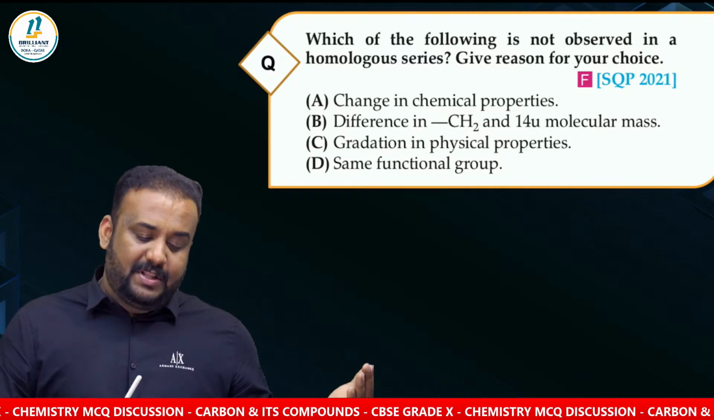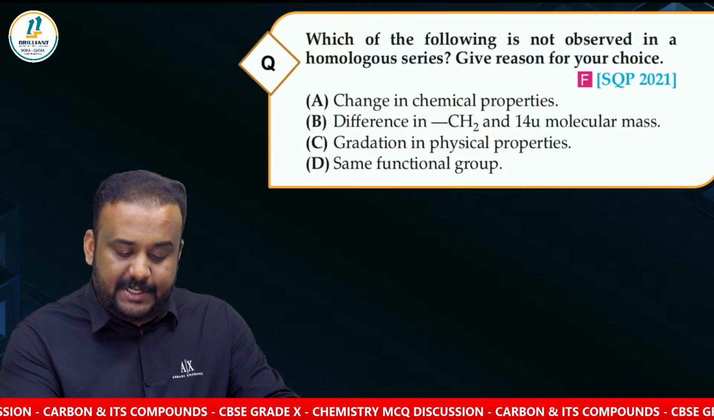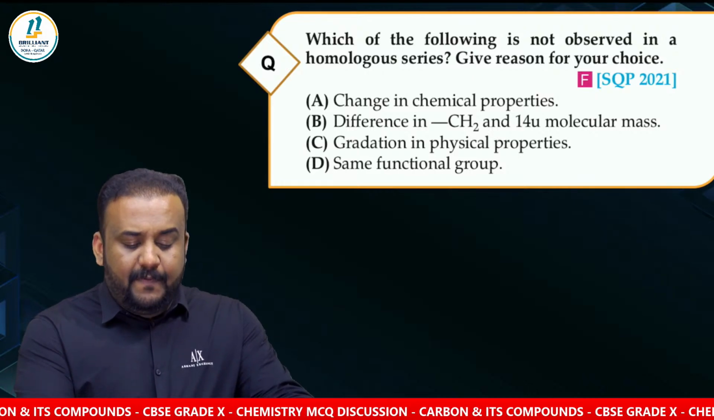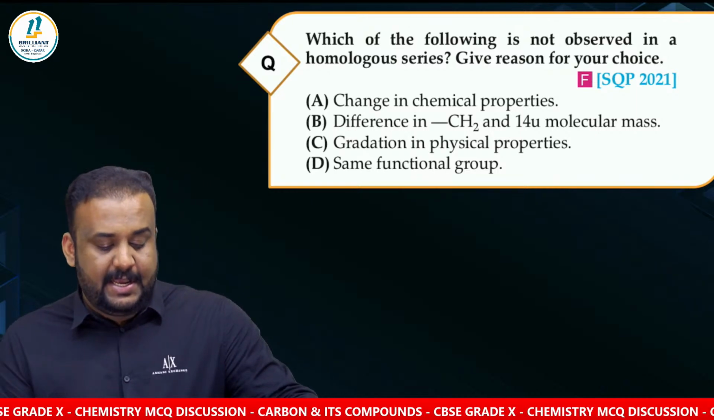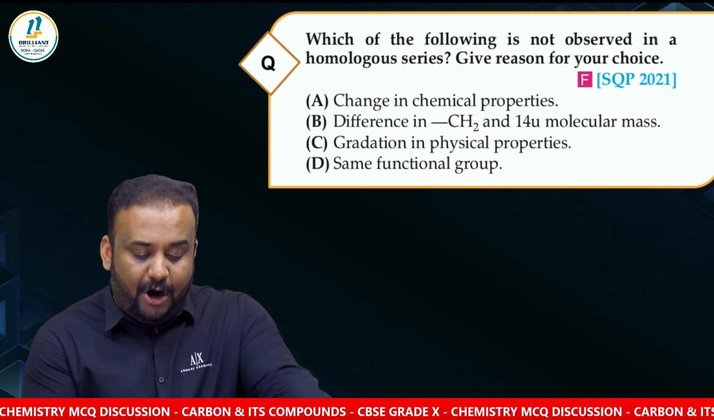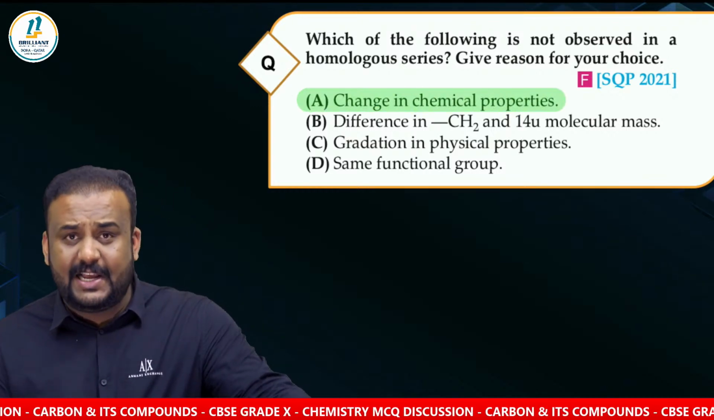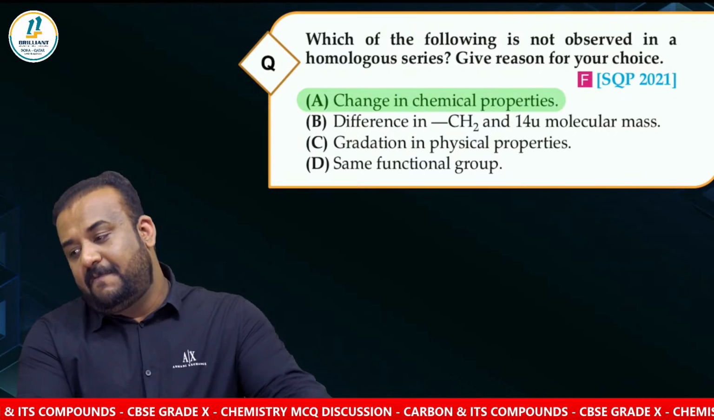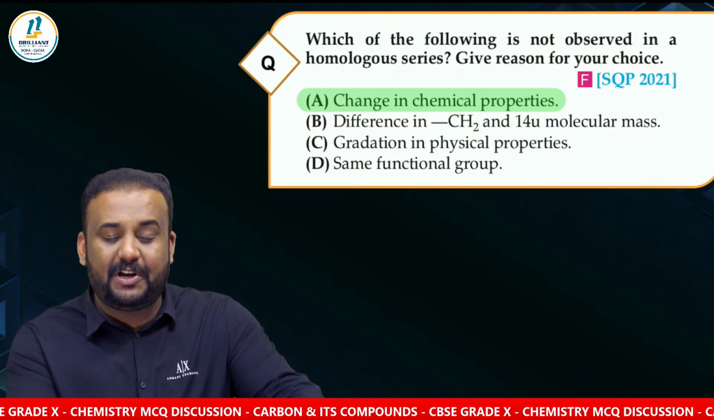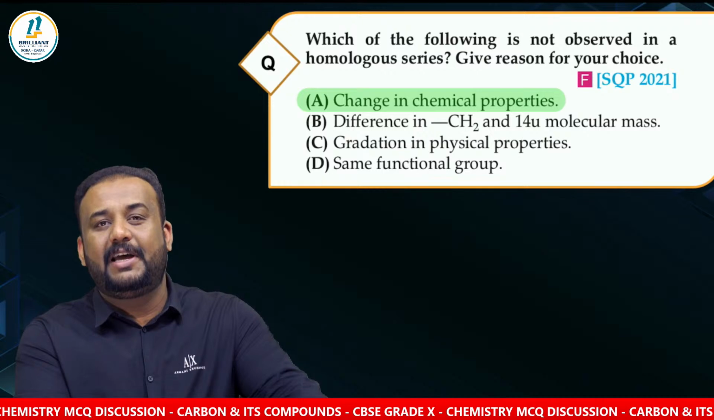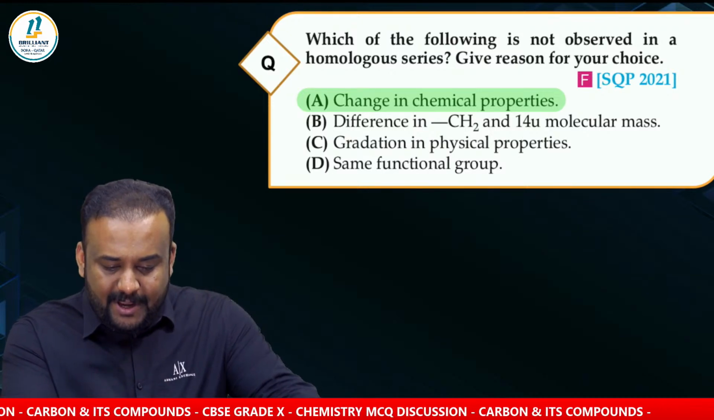Now, based on these ideas, can you select the right choice for this question? Which of the following is not observed in a homologous series? The first option itself is wrong, isn't it? Change in chemical properties. That's not true, because every homologous series compound will have exactly the same chemical property, as it is decided by the nature of the functional group. Is it clear? Okay, perfect.